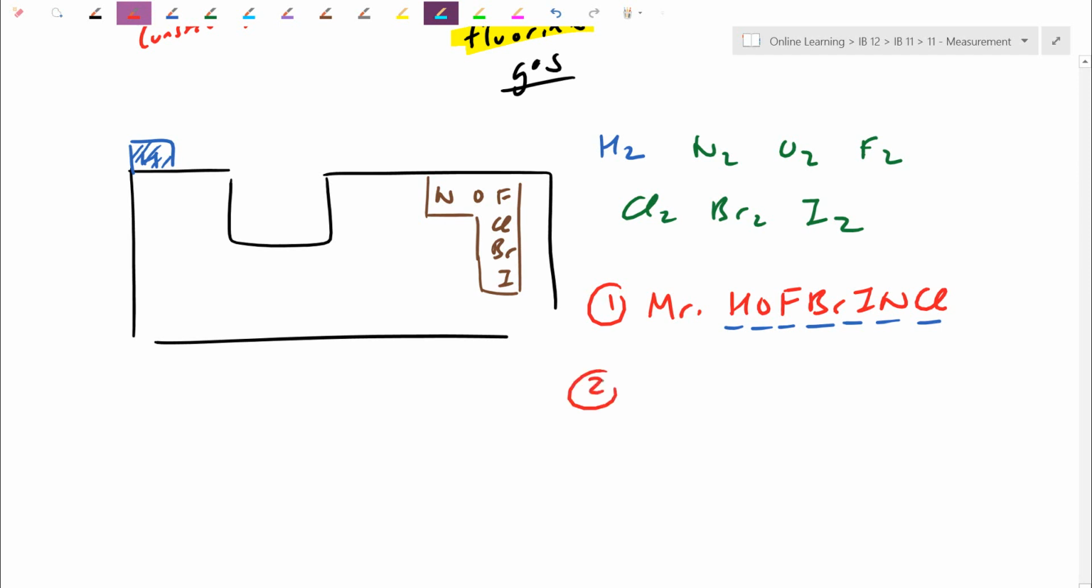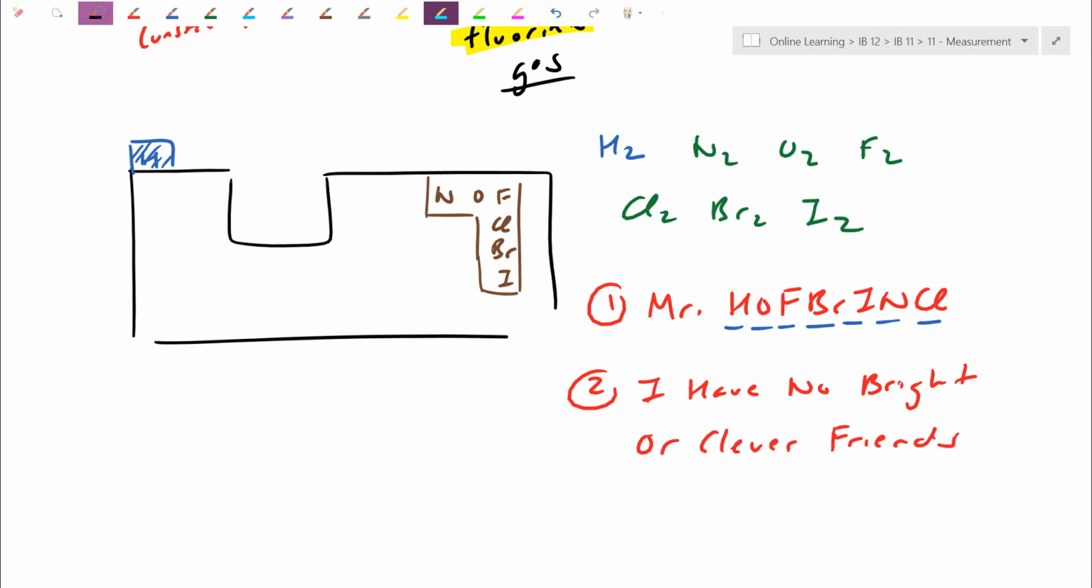The other one is if you can make up an acronym for yourself here. I have no bright or clever friends. Right? I'm sure that's not you. You have many, many bright, clever friends. But in this case here: iodine, hydrogen, nitrogen, bromine, oxygen, chlorine, and fluorine. I did this one year, and my IB class was like, no, we're IB, I have numerous bright... what have you? Just make sure you memorize. These ones here, whenever they're by themselves, they actually have to occur as 2.